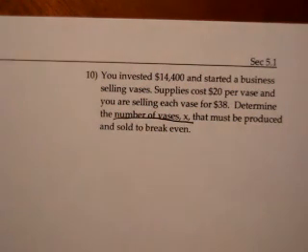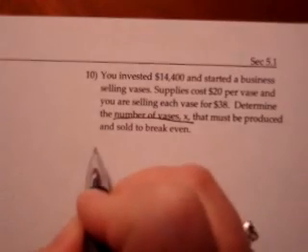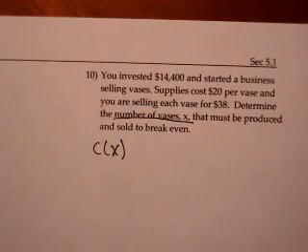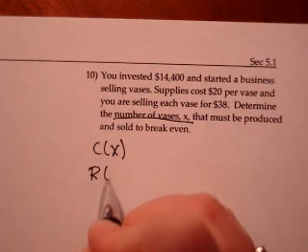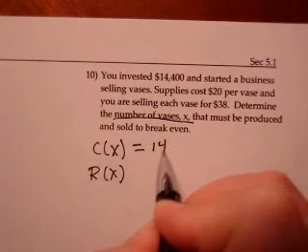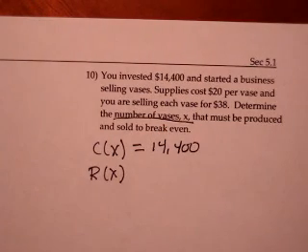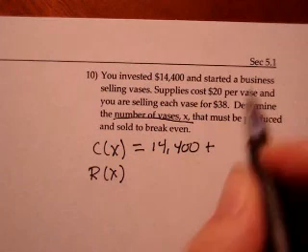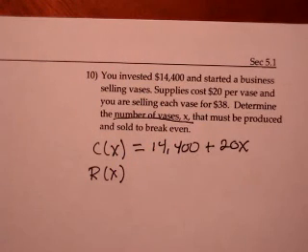Okay, so you need some information to do this problem. First, this is a business type of problem, and we need two functions. One is called the cost function. We use C for cost, and one is called the revenue function. We use R for revenue. So let's do those first. The cost function is how much it costs you to run this business. Well, first of all, it costs you the $14,400 that you invested, plus it costs you $20 per vase for every vase you make. So that would be 20x.